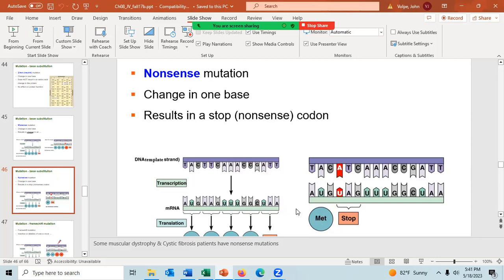All right, any questions about the silent mutation, the missense mutation, or the nonsense mutation? All of them are a point mutation where one nucleotide in the DNA gets changed. And there may or may not be a change in the protein. There is not a change in the silent mutation. There is a change in the missense and in the nonsense mutations. Any question about any of that?